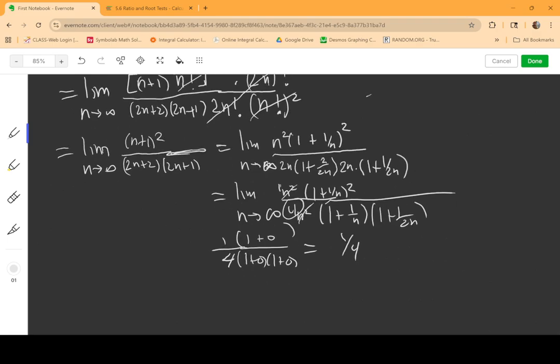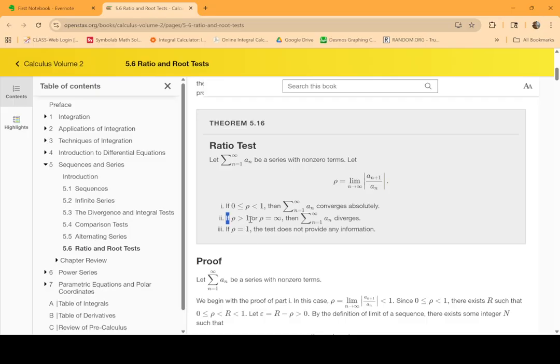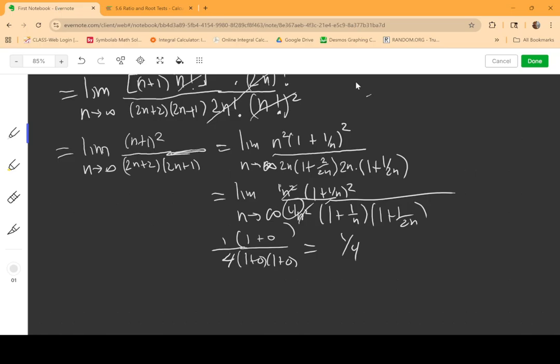All right. And now we can see, we go consult our ratio test here. This is the first case: rho falls between 0 and 1. So what that tells me is that our series that we started with, the sum of (n factorial) squared over (2n) factorial, converges absolutely.